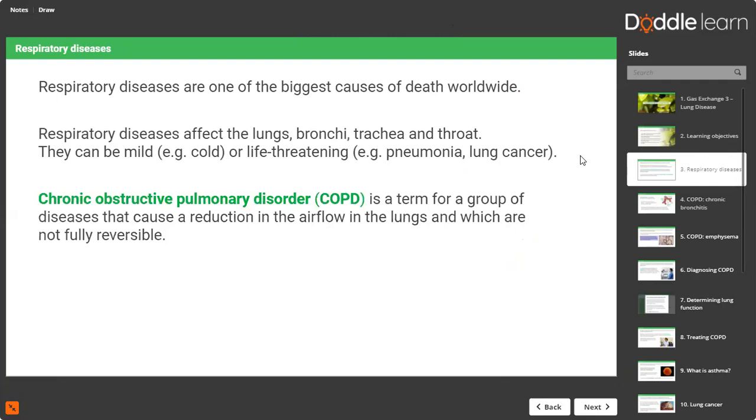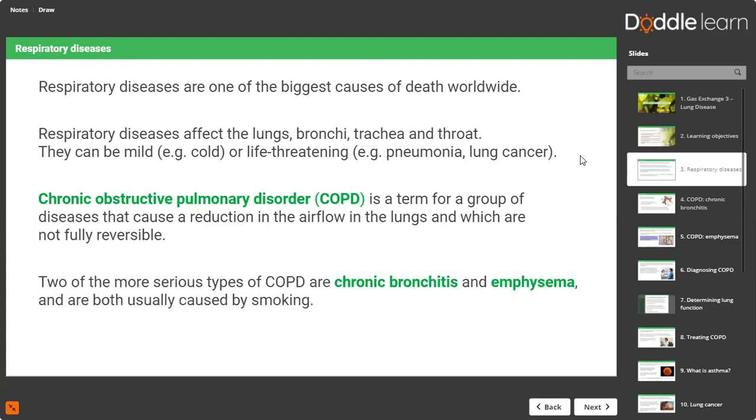One of the terms that we often hear a lot with respiratory diseases is COPD, which stands for chronic obstructive pulmonary disorder. We often use the term as if it's an actual illness of its own, and it's not. It's actually an umbrella term for a group of diseases. Basically, these diseases reduce airflow in the lungs, and they aren't fully reversible. Whilst you can improve someone's lung capacity if they have COPD, we can't necessarily fully reverse them back to how they were originally.